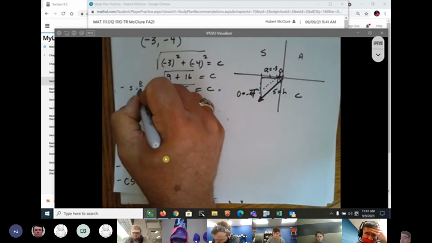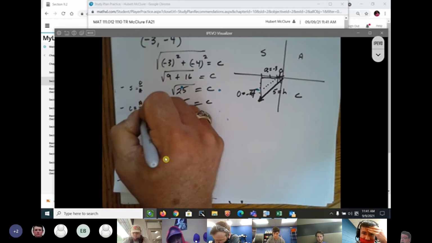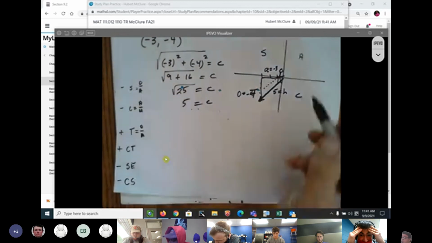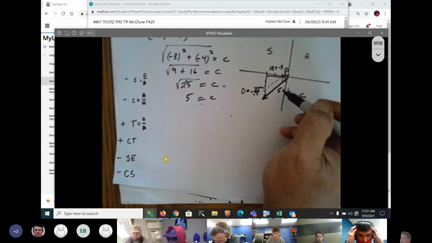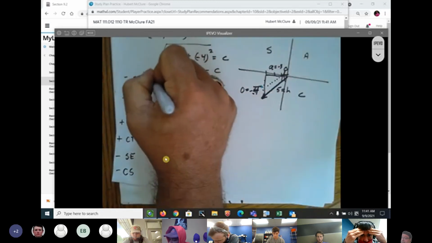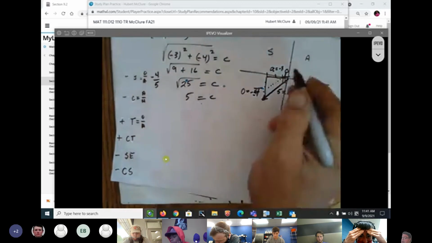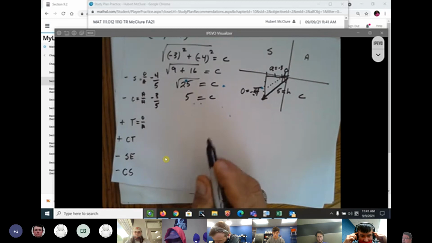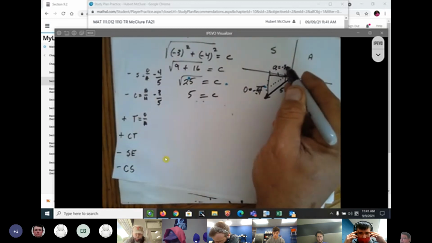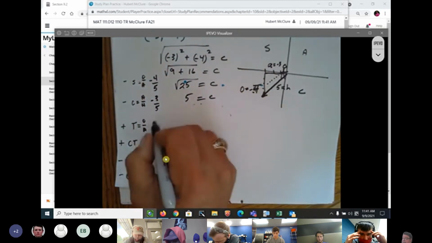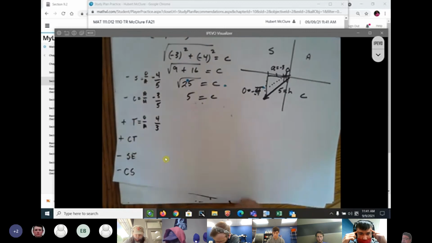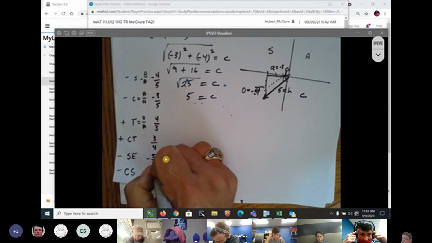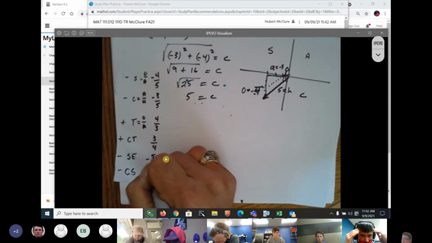Oscar had a hunk of apple. Oscar, -4 over 5. -3 over 5. And -4 over -3, which is positive what? 4/3, 3/4, -5/3, and -5/4.